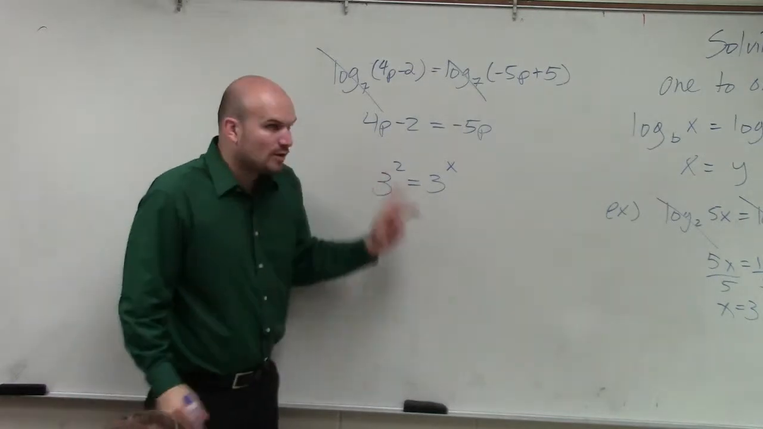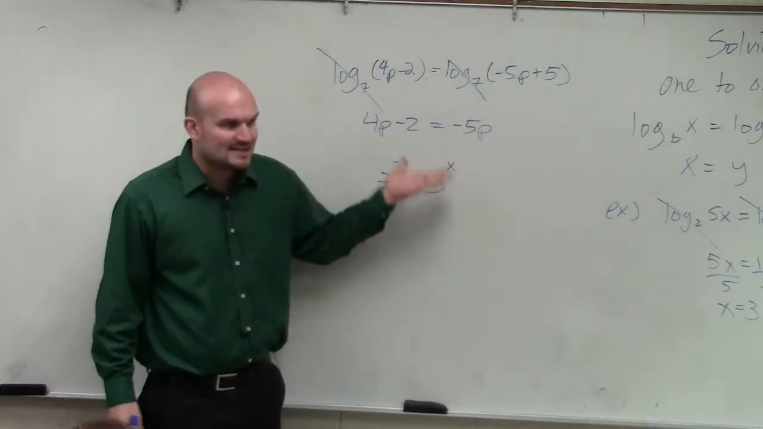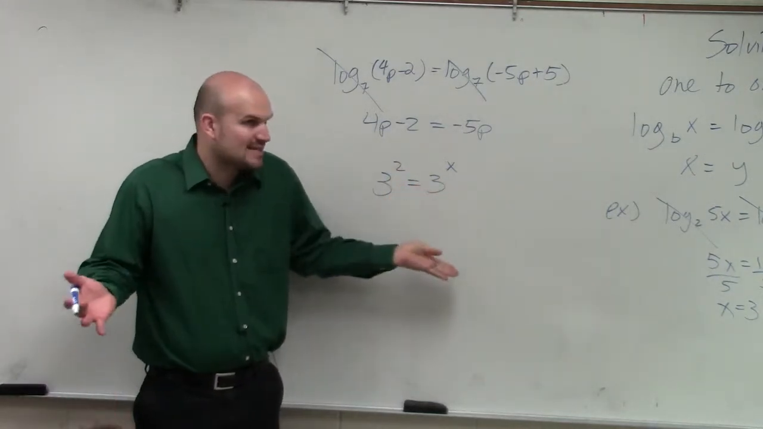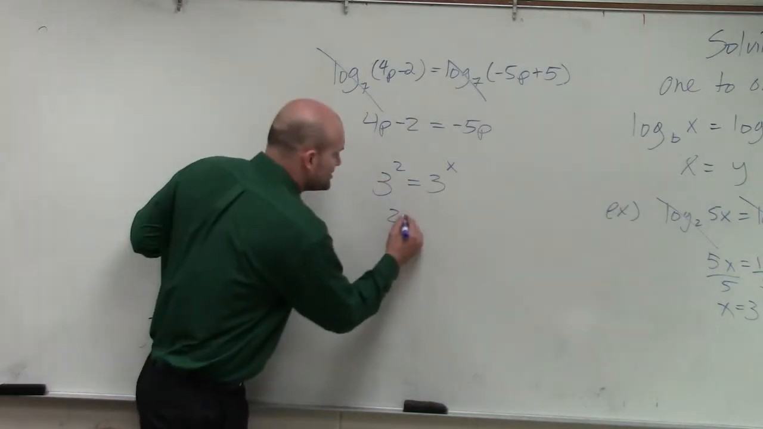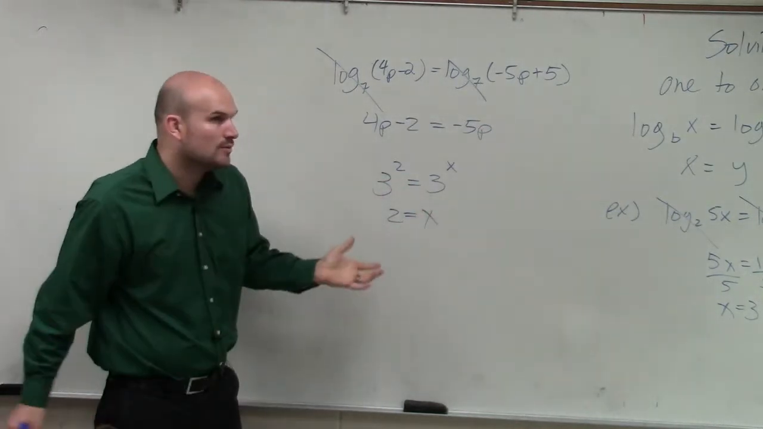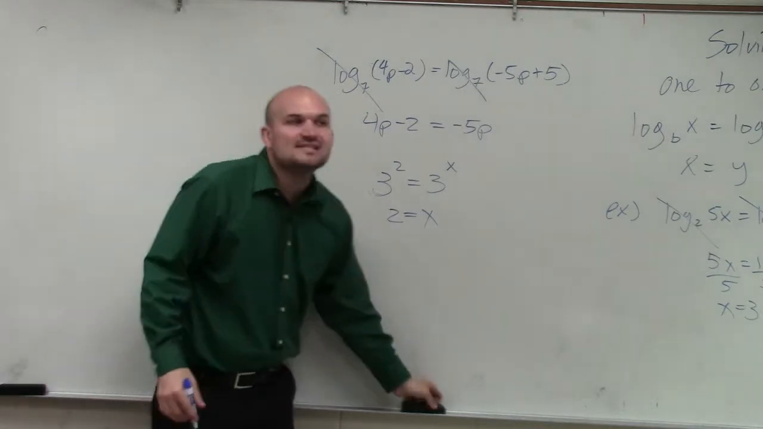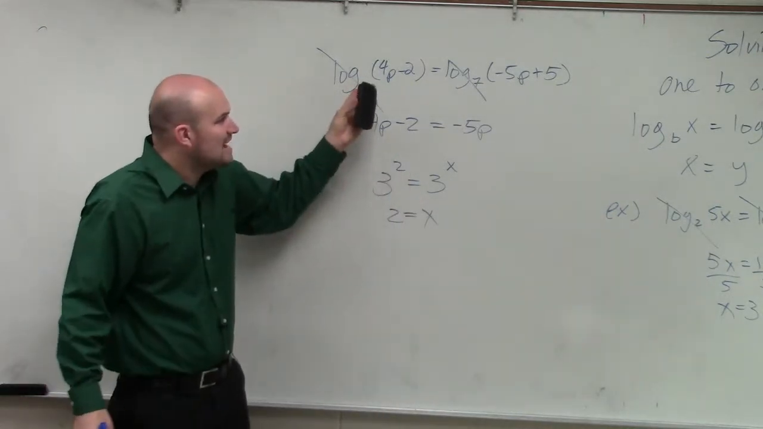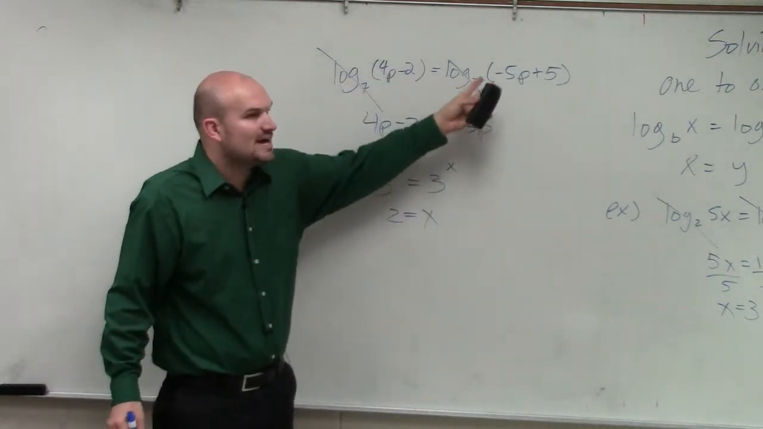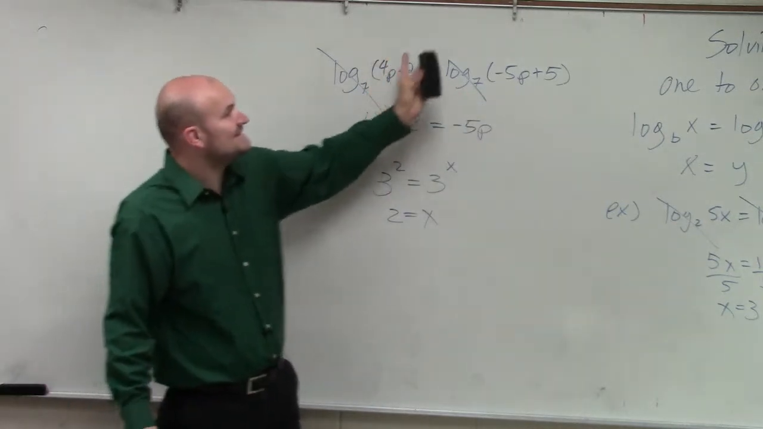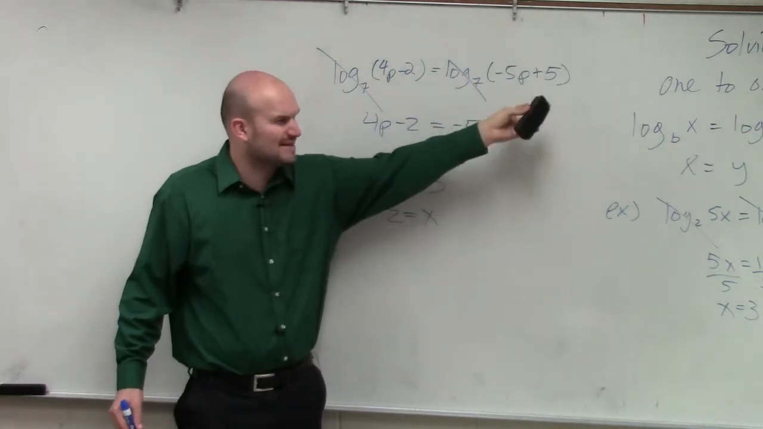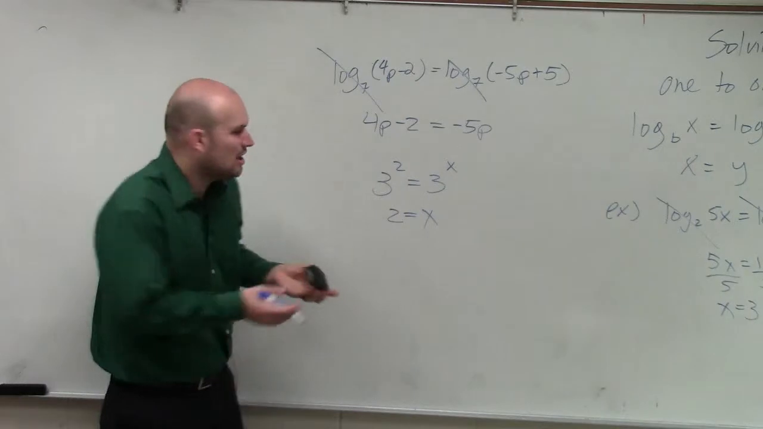It's the same thing like the one-to-one property with exponents. If I said 3 squared is equal to 3 to the x, what does x have to be? 2. That makes sense, right? You don't need the 3's. You can just say x is equal to 2. Does that make sense? So this is the same thing. If you have log base 7 of this and log base 7 of that, then you know that this has to equal that. Does that make sense? So you don't really need the logs anymore.